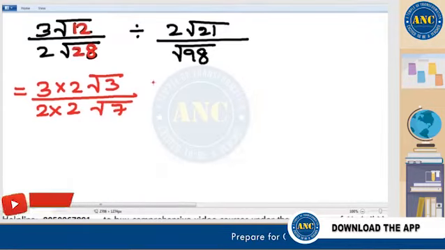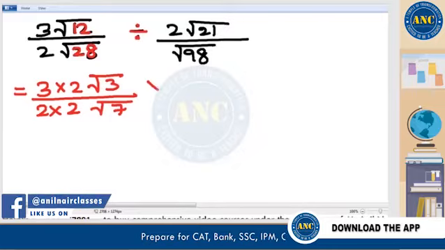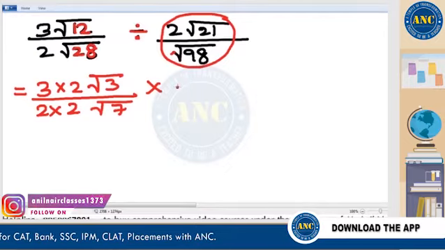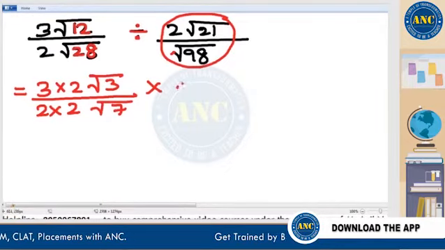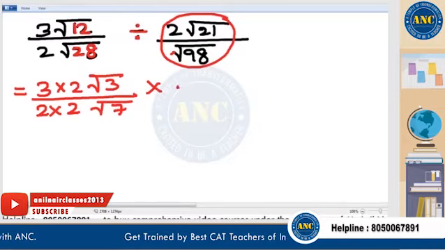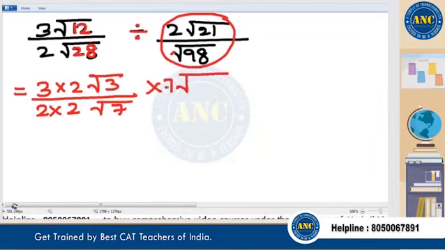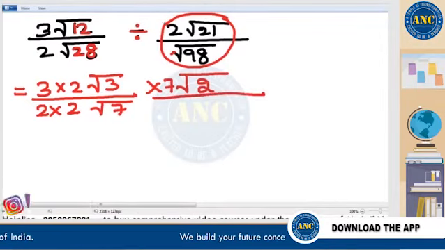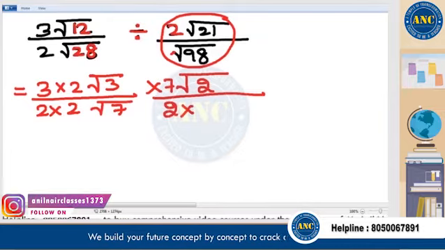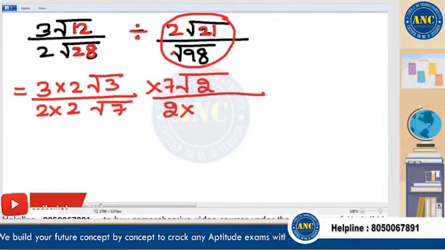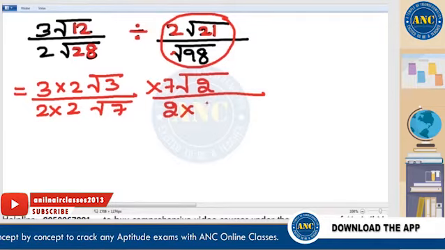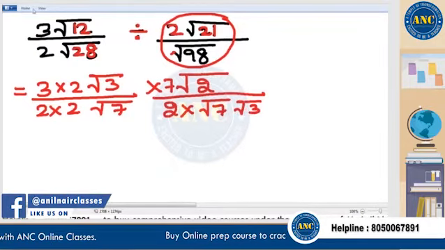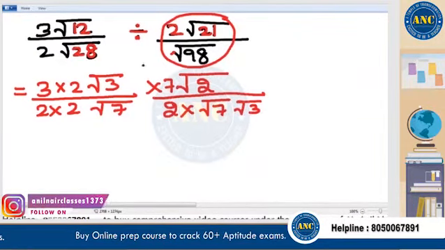If I convert this division to multiplication, this term will become reversed. That means the numerator will come as root 98. Root 98 is 49 into 2. What is the square root of 49? It is 7. Take that 7 outside. You will be left with 2 inside the square root. Divided by, keep this 2 as it is. Square root of 21 is, 21 is 7 into 3, so root 7 into root 3, right? Simplify everything you can.